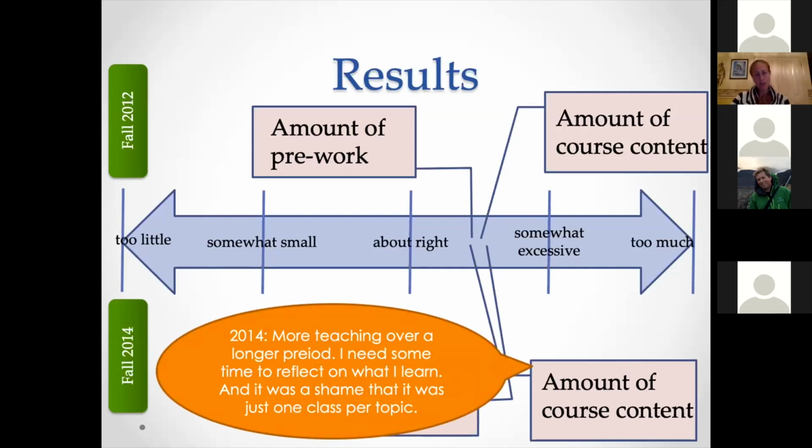One complaint students had was that the first time that I covered the course, we had a very short amount of time, just 3 weeks, whereas we ended up with at least 5 weeks by 2014. So the students did comment on this, that more teaching over a longer period, I need some time to reflect on what I learn. And it was a shame that it was just 1 class per topic. Basically, they wanted more time to learn physics.